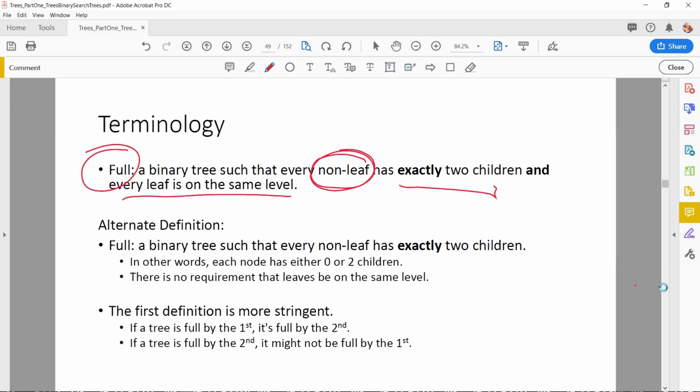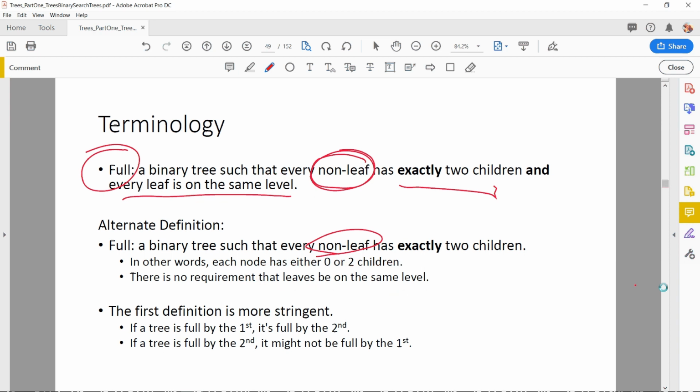An alternate definition is that every non-leaf has exactly 2 children. So it's essentially the same as the first definition, but it doesn't have the second part. It allows leaves to be on any level. So for this alternate definition, in this one, every node has either 0 or 2 children. That's another way to say that. But there is no requirement that the leaves have to be on the same level.